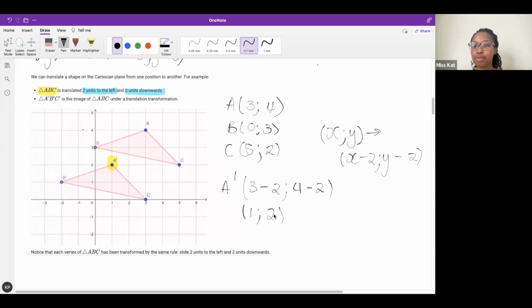After you've moved the point A, you have your first coordinate. Now we're going to move the point B. You take the original x coordinate, which was 0, subtract 2, and the original y coordinate, which was 3, subtract 2. Therefore, your B prime is now what? -2 and 1. Does that correspond with your B prime? Yes, it does.